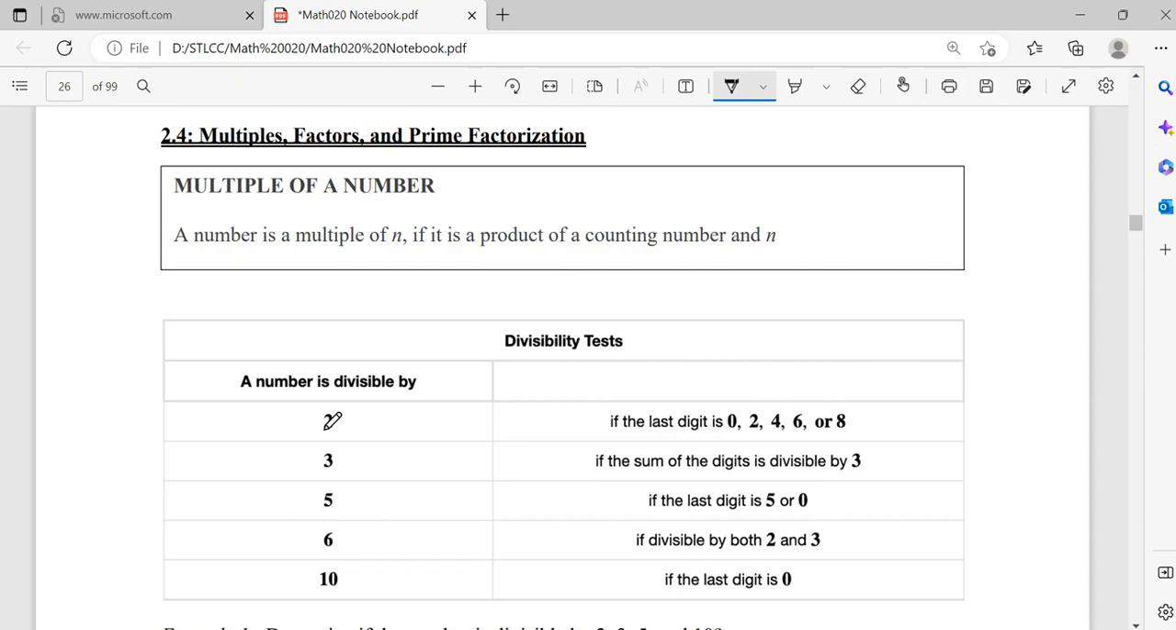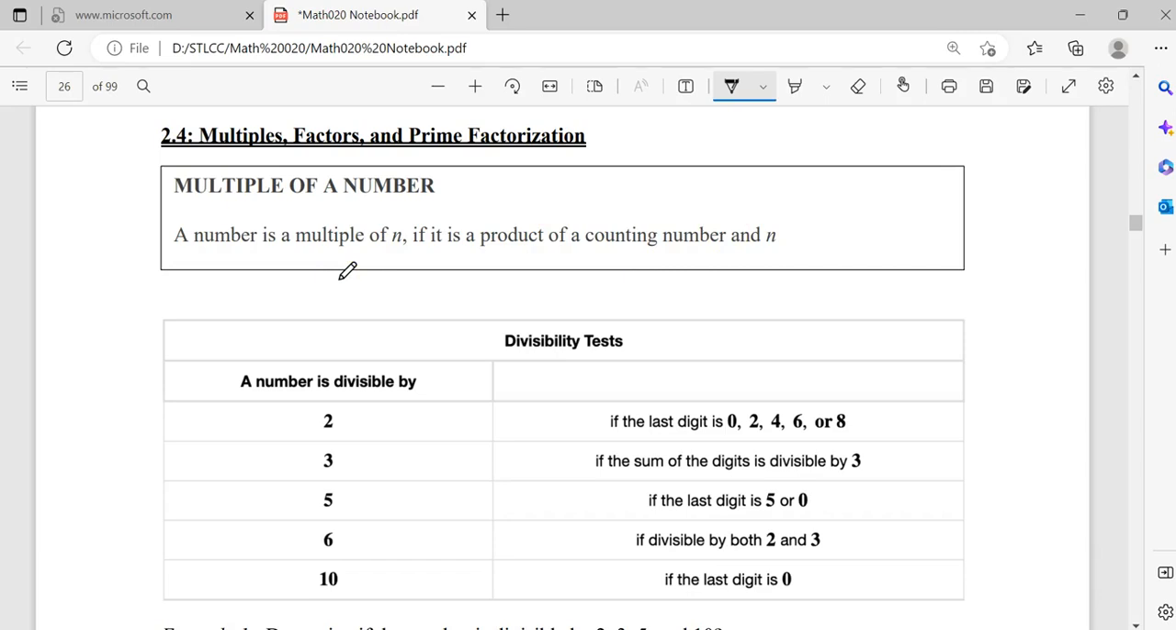All right, so let's go ahead and start with the definition of a multiple of a number. And you see those multiples when you look at a multiplication table, for example. A number is a multiple of number n if it is a product of a counting number and an n. So that's a mouthful. A counting number would be 1, 2, 3, 4, 5, and 6.